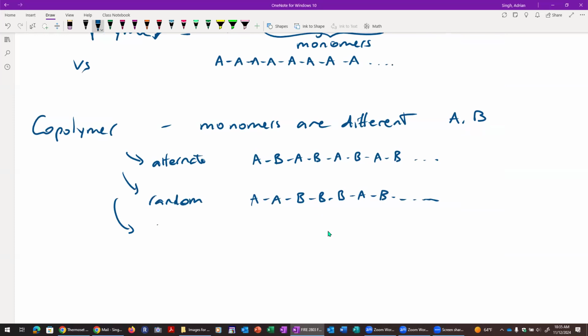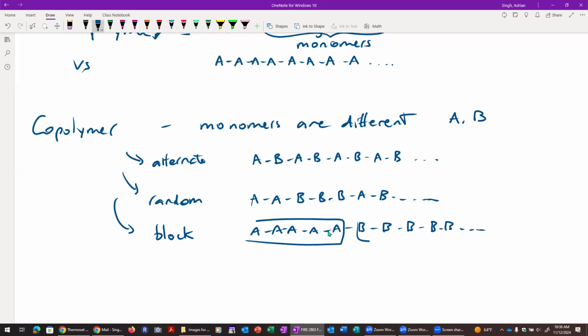And then we have block copolymerization, where the end of a chain of monomer 1 is attached to the end of a chain of monomer 2, etc. So for example, we can have a block of A's linked together, and then a block of B's linked together as well, and then that sort of repeats itself. So we have a block of A connected to a block of B, and so on. Right, so that's block copolymerization compared to random, and then we have alternate as well.